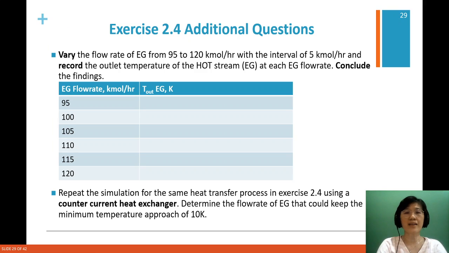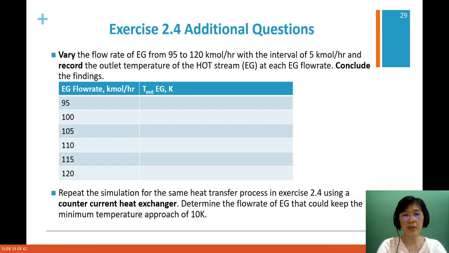So moving on, you have some additional tasks to enhance your understanding of the simulation of heat exchanger using HeatX. You can adopt the sensitivity analysis option to carry out the task, or you can also vary the EG flow rate manually one by one and get the outlet temperature of the hot stream and put it into a table, right? And of course, after you construct the table with results, you have to conclude the findings, okay?